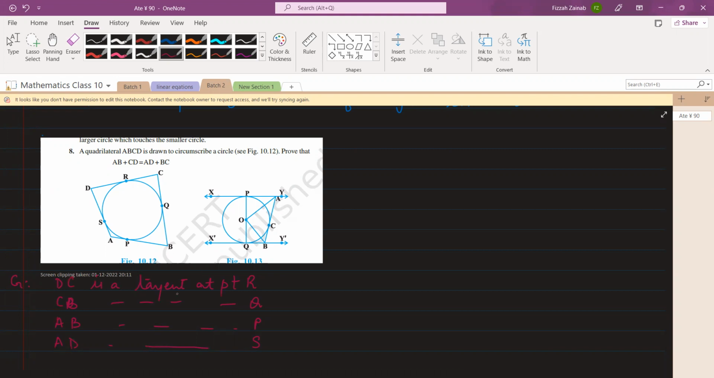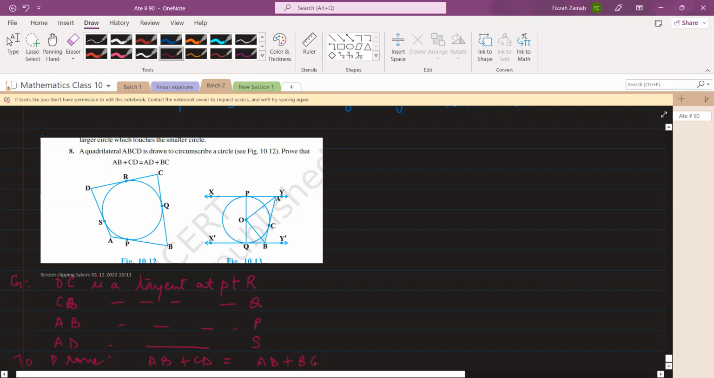And to prove is written in the question: AB plus CD is equal to AD plus BC. All right. Proof now. See, this is not tough. Here we will use the theorem that the lengths of tangents from an external point are equal. Okay.